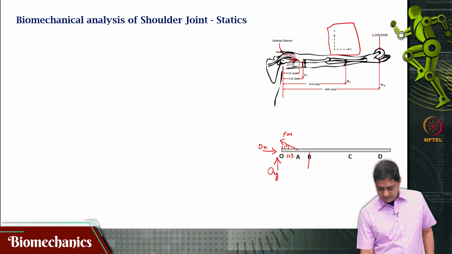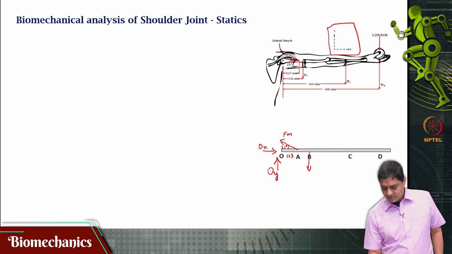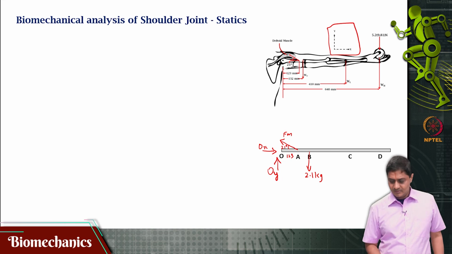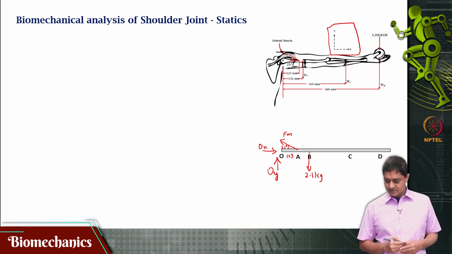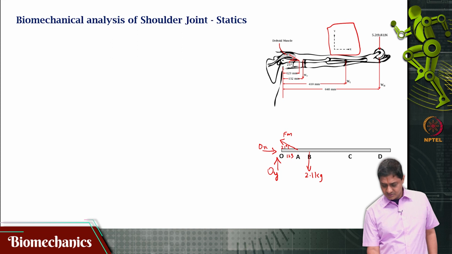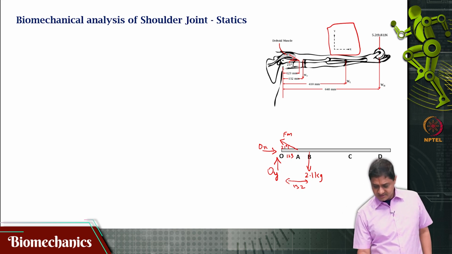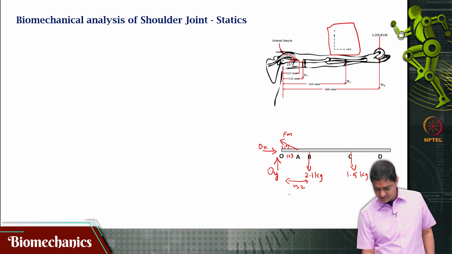At point B, the weight of the upper arm is acting, that is 2.1 kg, and that distance is 132 mm, okay. And at point C, the weight of the forearm or the lower arm is acting, and its mass is 1.5 kg, and that distance is 410 mm.